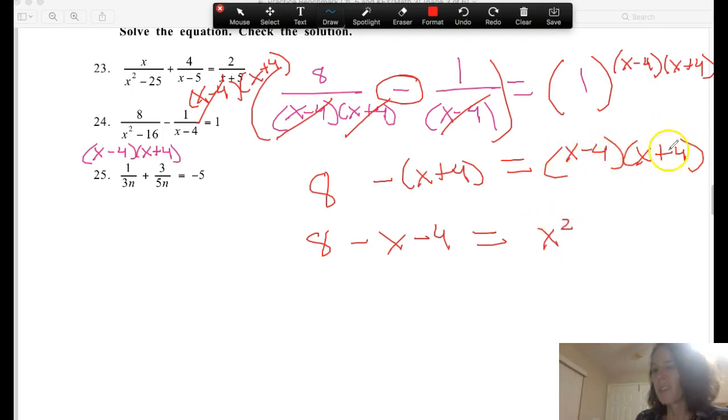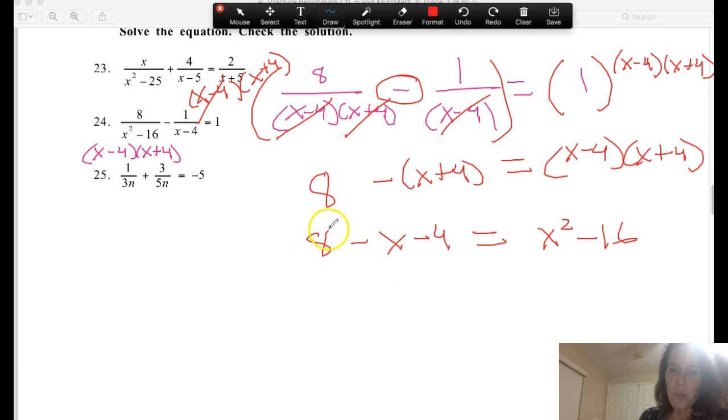Distribute, distribute. This is the difference of perfect squares. It's going to be x squared minus 16 when I multiply. Since I have a square, I'm going to have to get everything to one side and maybe factor, or see if I can use quadratic or square root. But let's get everything to one side since I have a square here.